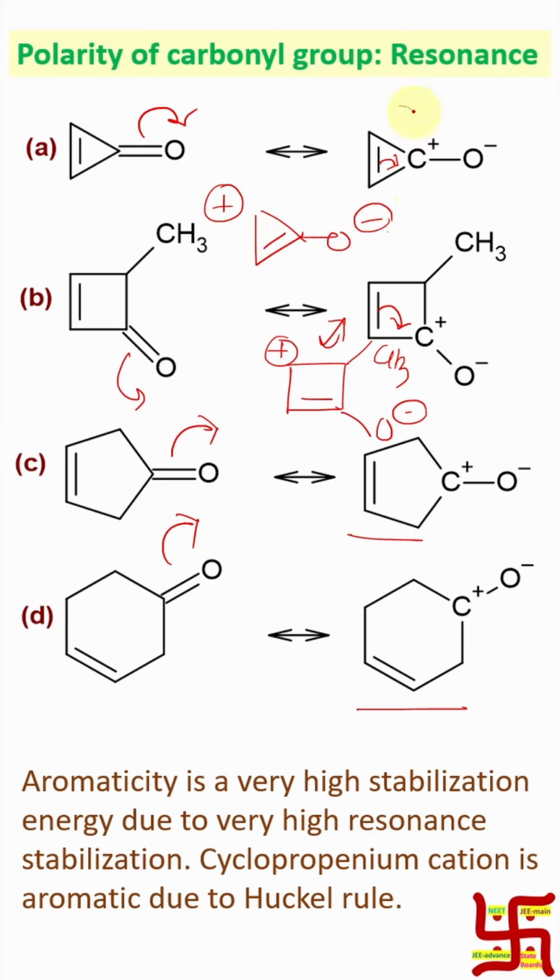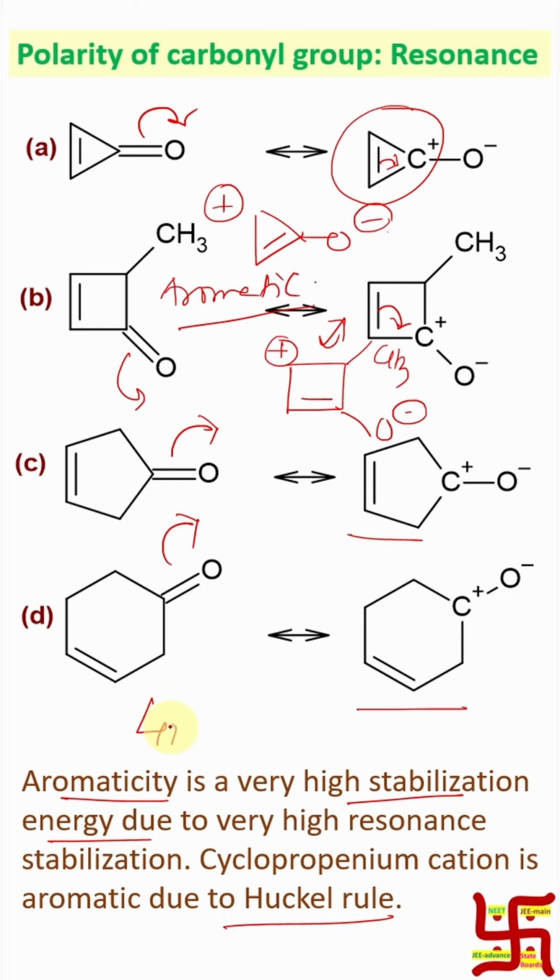Now if you look at this part, it is a very unique molecule, students: the cyclopropenium cation. And by the way, remember, this is aromatic. Aromatic means stable. What I want to say is that aromaticity is a very high stabilization energy, and due to this very high resonance stabilization, the cyclopropenium cation is very stable. So charge separation is more here, and this is aromatic because of Huckel's rule, meaning the 4n plus 2 pi electron rule, where the value of n is equal to 0.